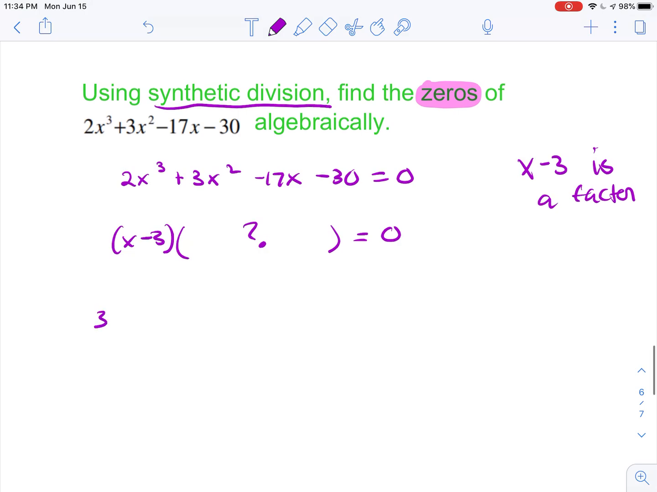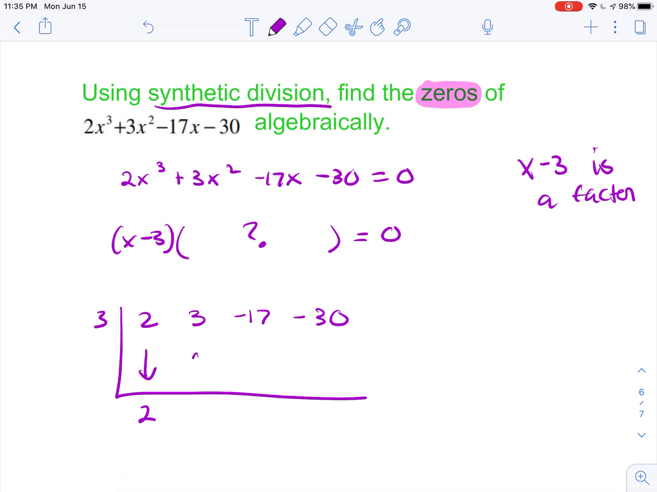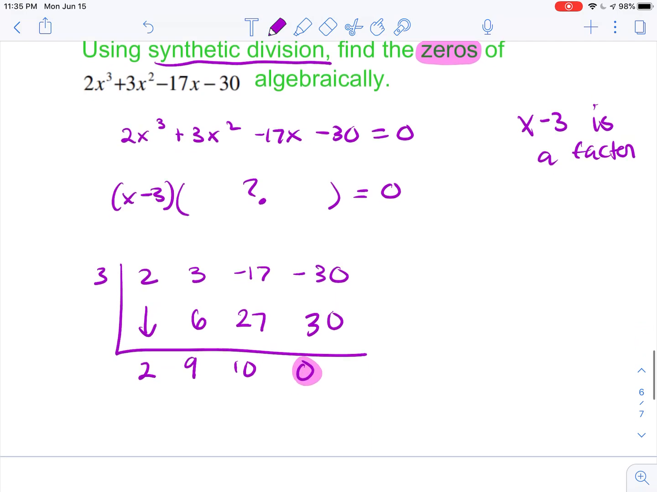So for synthetic division, we take the opposite sign. We write our coefficients: power of 3, power of 2, power of 1, constant. All right, so we didn't need any place savers. We bring this down. 3 times 2 gives me 6. This is a 9. 3 times 9 is 27. That's a positive 10. 3 times 10 is 30. All right, so we know that it checks out because we have a remainder of 0.